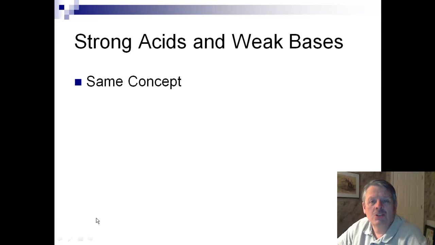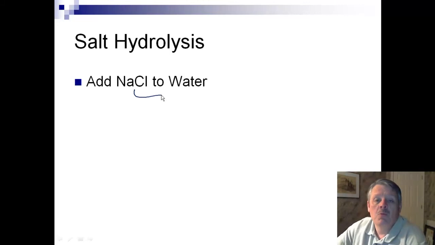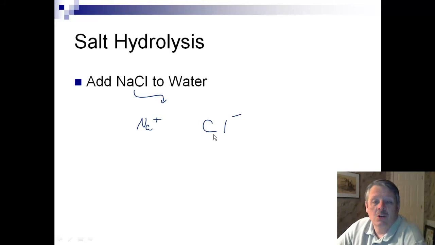Strong acids and weak bases are going to have the same concept, except instead of making a base, they're going to make an acid. Okay, so let's look at salt hydrolysis. What exactly is happening in salt hydrolysis? Well, if we have water and we add NaCl to it, what happens is we get Na plus and we get Cl minus, and they're completely separated. Okay, and nothing happens. We get a pH of 7 because they're just all sitting there.